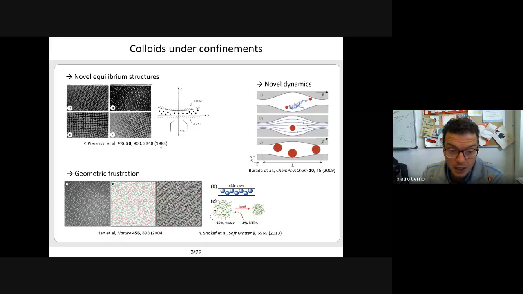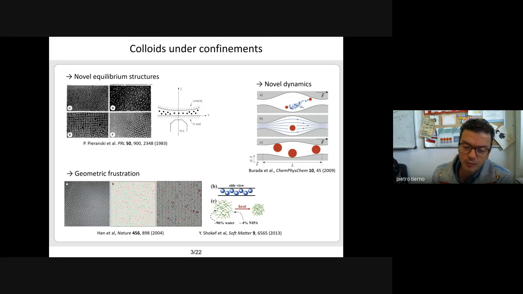If you confine them, you can induce crystallization in a different type of symmetry, like, for example, the square that you can see here. Apart from the equilibrium structure, of course, there is much interest in the out of equilibrium dynamics of colloids in confinement. For example, there has been a lot of theoretical work investigating how the transport properties and the diffusion coefficient are modified by the presence of a spatial confining cell.